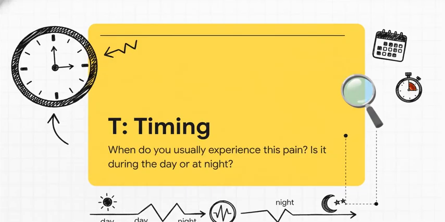And finally, the last letter in our classic framework, T for Timing. This is all about the when. When did this pain start?